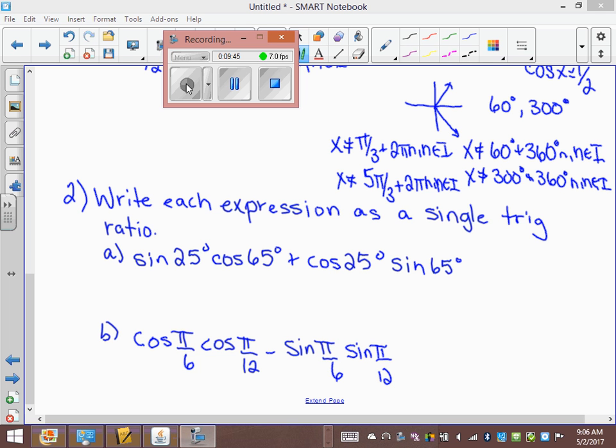What should you spot here? So the sum and difference equation thing. Yep. And the way you spot it is this has a 25, this has a 25, this has a 65, this has a 65. This is a pi over 6. This is a pi over 6. Pi over 12. Pi over 12. If they were all different, you couldn't use that formula, right?